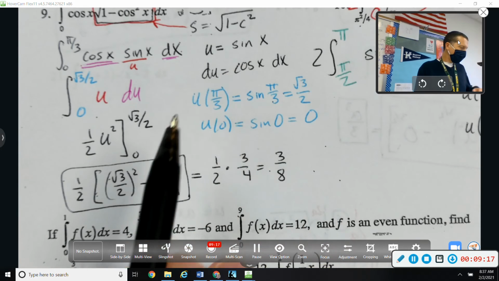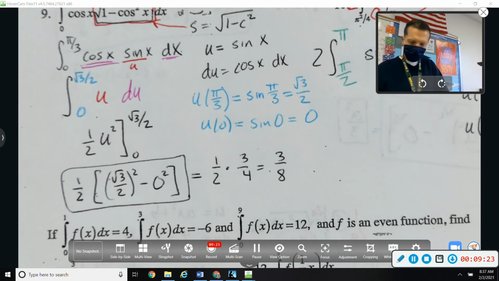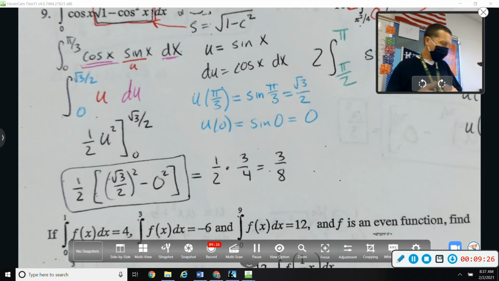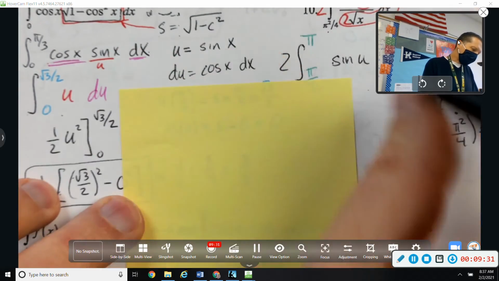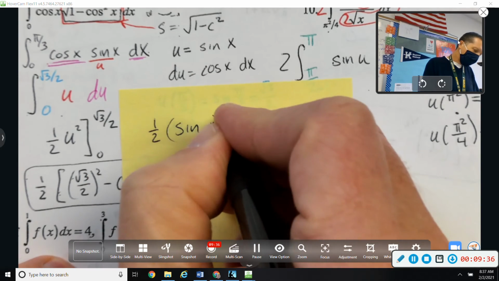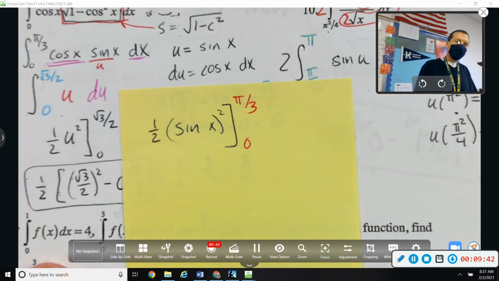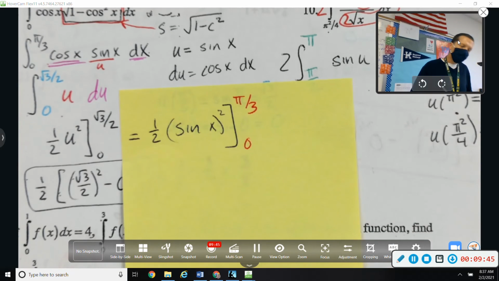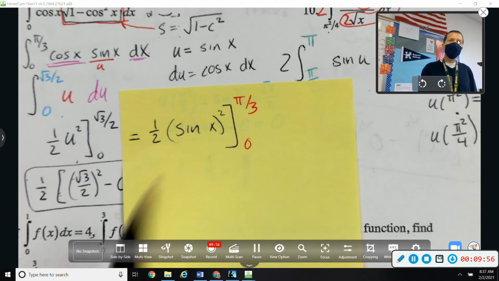Now, a different way to work that problem: when you get here, you can switch it back to x stuff, but if you do that, you have to go back to the original limits. You have to put them back in x. And so what you asked is a common mistake. People will switch it to u, and then they'll switch it back to x, but they'll leave the u limits. You're going back and forth.